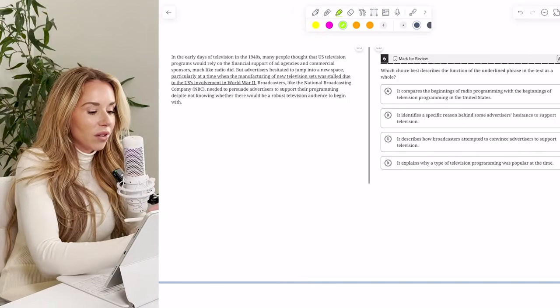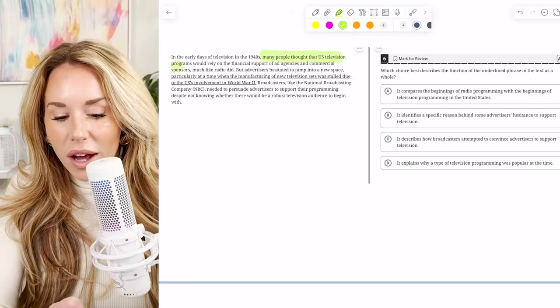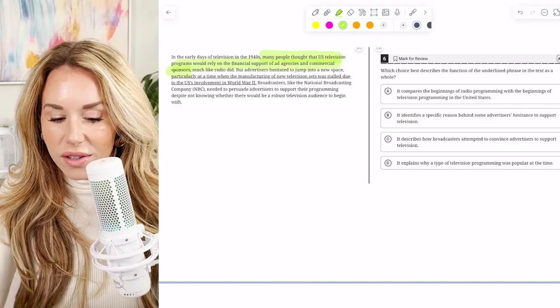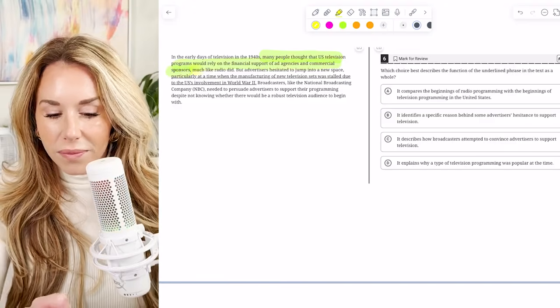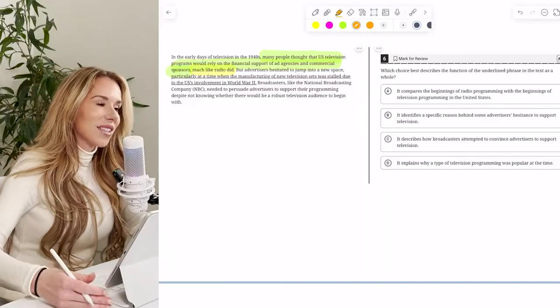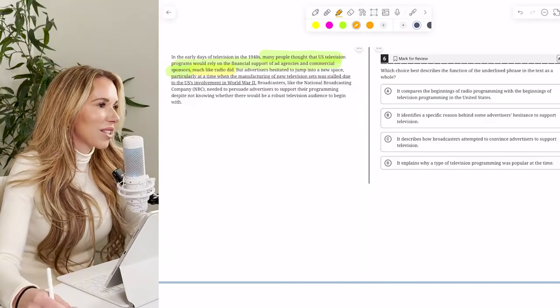Oop, here we go. Here's another old belief. Many people thought U.S. television programs would rely on financial support of ad agencies, much like radio did. Do you guys know why they're putting this passage in here, by the way? Because the same thing is happening now with streaming services.